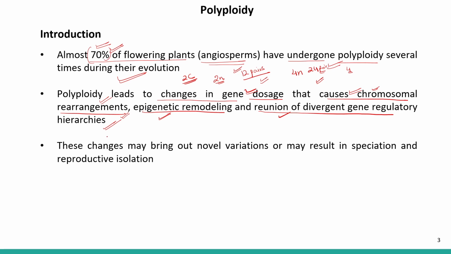These changes may bring out novel variations or may result in speciation and reproductive isolation. Now, this particular plant which undergoes polyploidy will be very different from the parent one. So there will be a variation in the plant. New characters will be visualized and may result in speciation later on. These are very important aspects of polyploidy, and they give rise to evolution in plants.